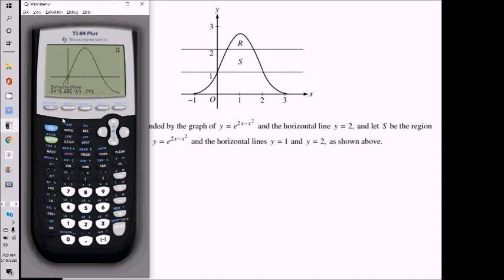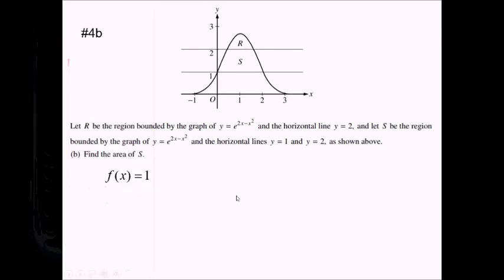And then let me do second trace, option 5 for intersect, and let's find the other intersection point, which I'm pretty sure is 2, but again, it doesn't hurt just to double check. So enter, enter, enter, and that is indeed 2. Okay, so now we're sure. We've got 0 and 2 as our limits of integration.